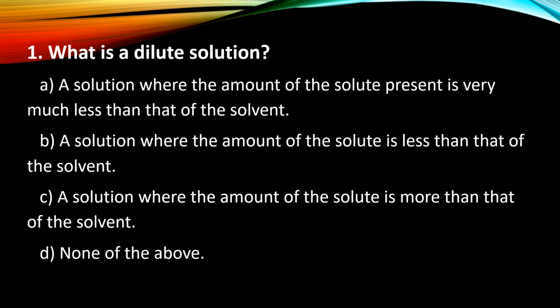Okay, students. Question number 1. What is a dilute solution? The four options given for this question are: A. A solution where the amount of the solute present is very much less than that of the solvent. B. A solution where the amount of the solute is less than that of the solvent. C. A solution where the amount of the solute is more than that of the solvent. D. None of the above. Mark the correct answer, students. Think properly and mark the correct option.